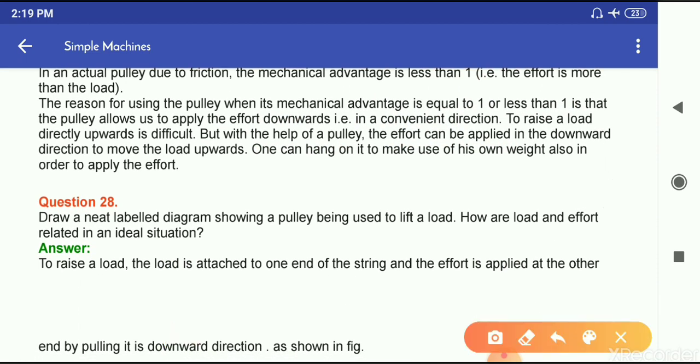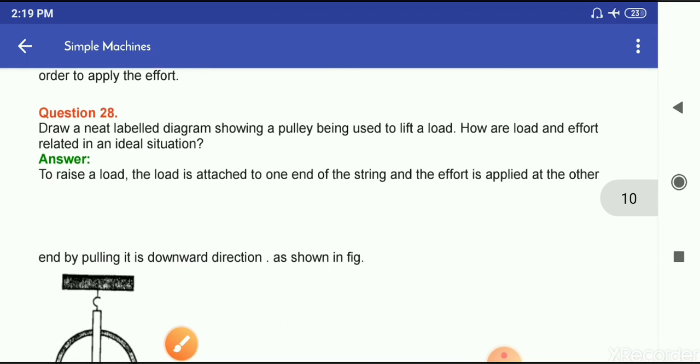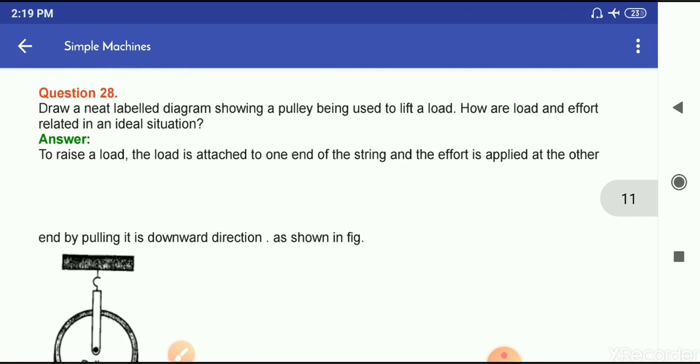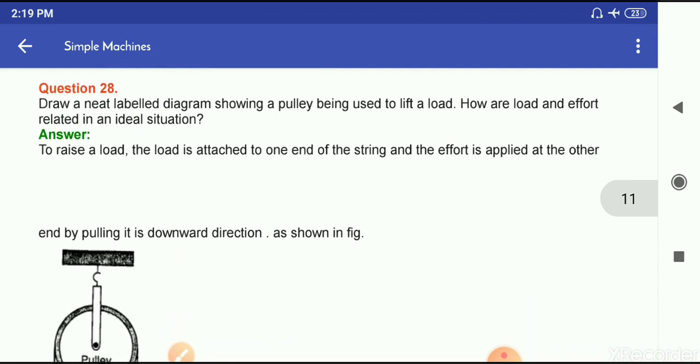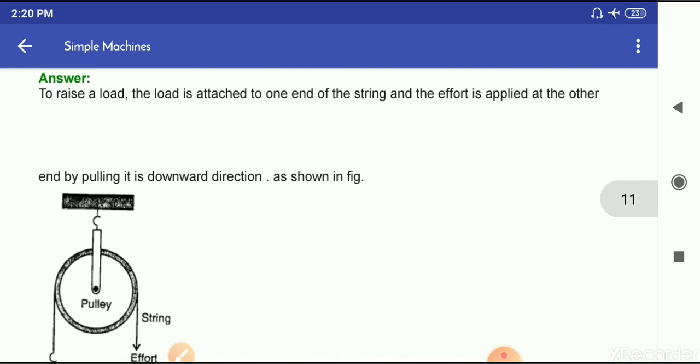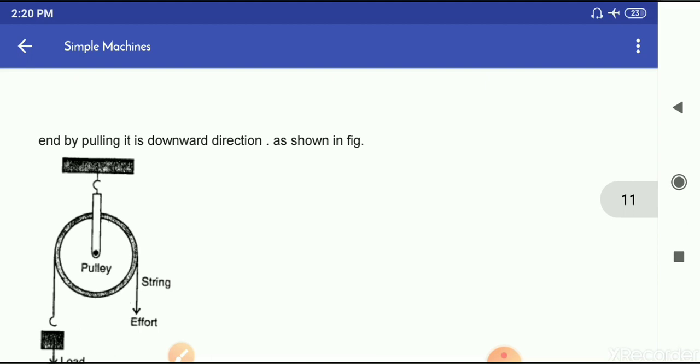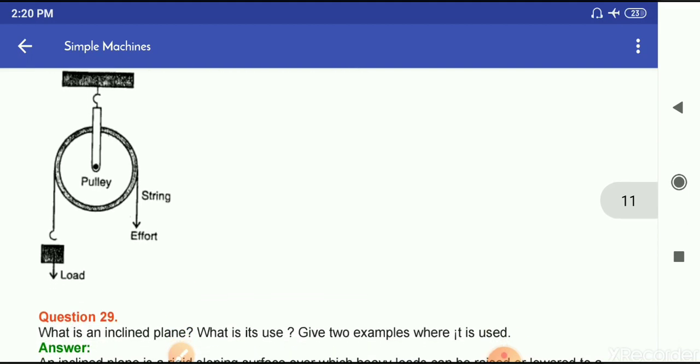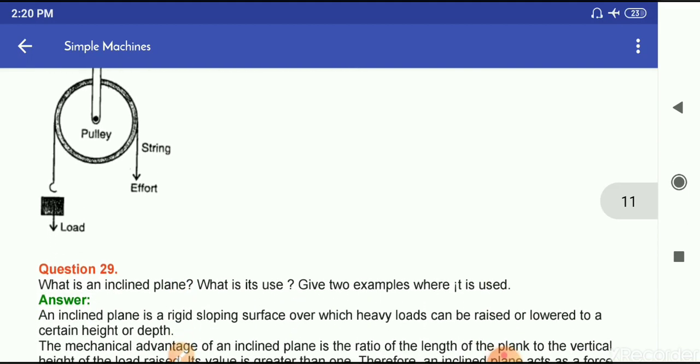We can also hang on it and make use of our own weight in order to apply the effort. Now, question number 28. Draw a neat labelled diagram showing a pulley being used to lift a load. How are load and effort related in an ideal situation? To raise a load, the load is attached to one end of the string and effort is applied at the other end by pulling it in the downward direction, as you can see here in this figure. Okay, you have to draw this diagram also.